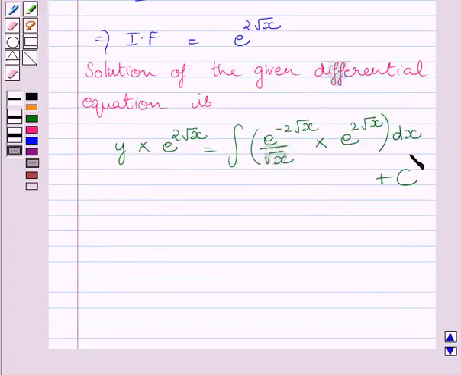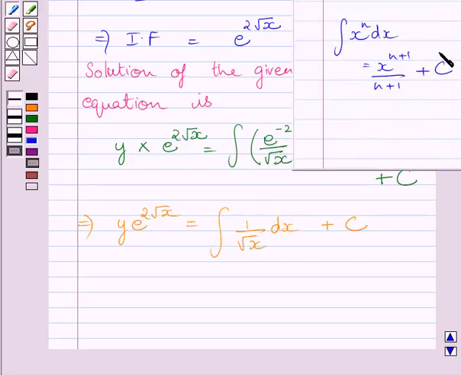Now we will evaluate this integral. Now we can write y multiplied by e raised to the power 2 root x is equal to integral of 1 upon root x dx plus c. We know e raised to the power minus 2 root x multiplied by e raised to the power 2 root x is equal to 1, as these two terms are reciprocal of each other, and we have written root x as it is in the denominator. Now we will evaluate this integral.